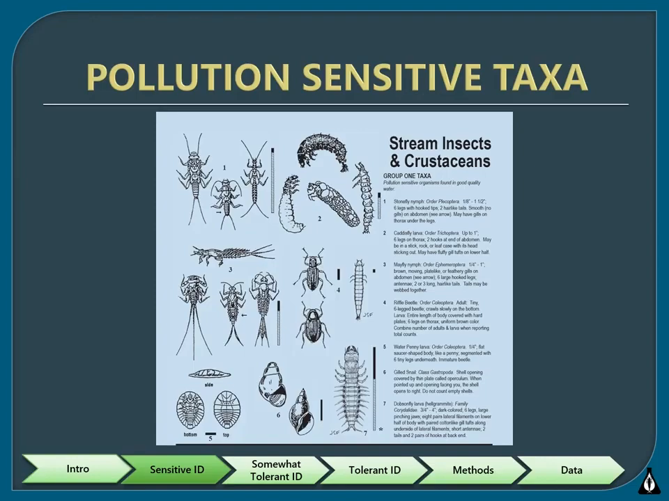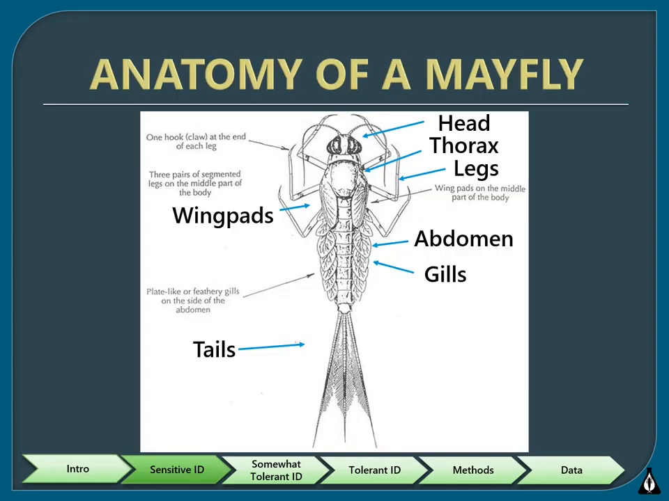The pollution-sensitive macroinvertebrates are located on the front of the blue bug card. We will work through each taxa in no particular order, explaining key characteristics and tips for identification. For many of the invertebrates collected, they will have a head, thorax, and abdomen. It's important to be able to identify these three body parts. This drawing is a mayfly.